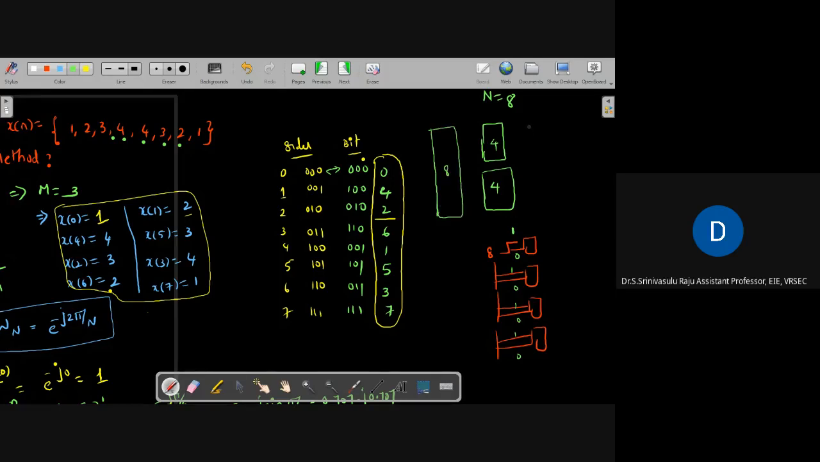Now each block of 4 will be divided into 2 blocks of 2. So each block will have 2 points, and the output of these 2 blocks will give the response of the DFT. This is the normal procedure.